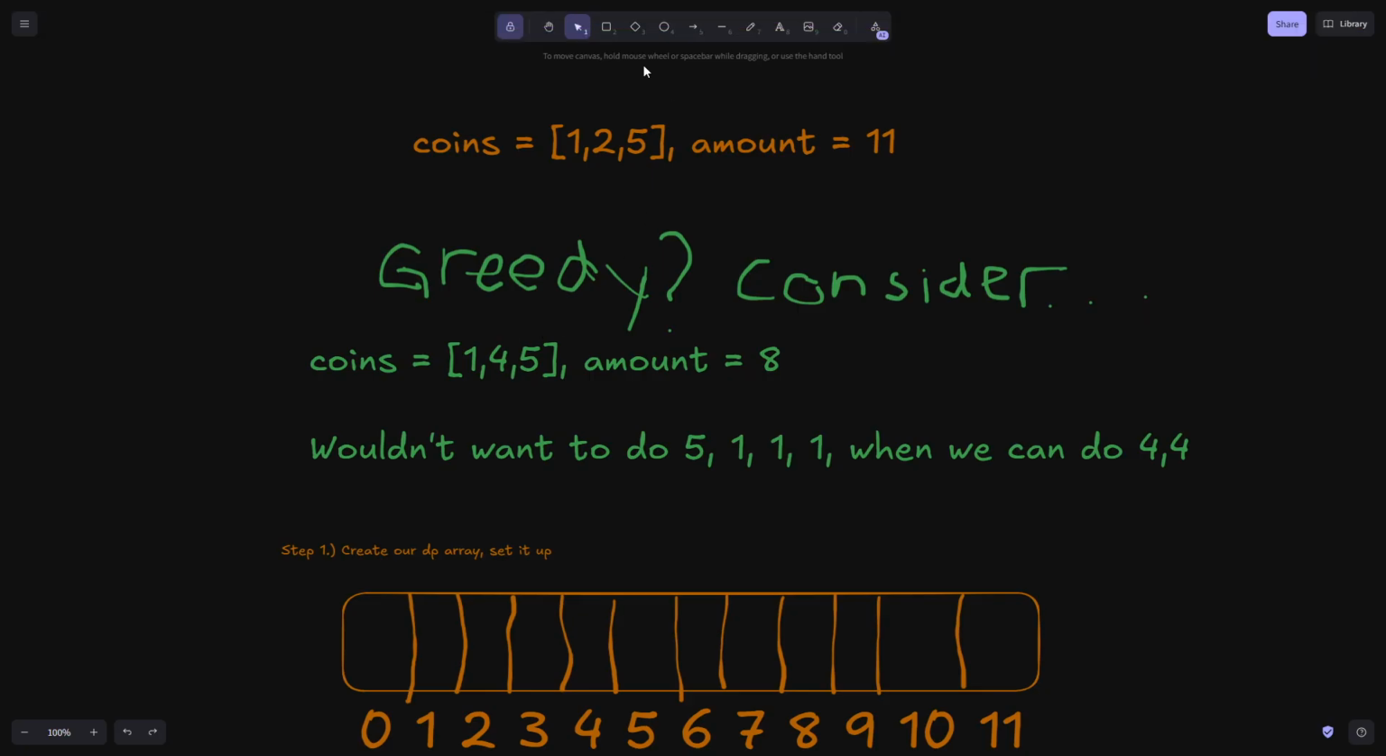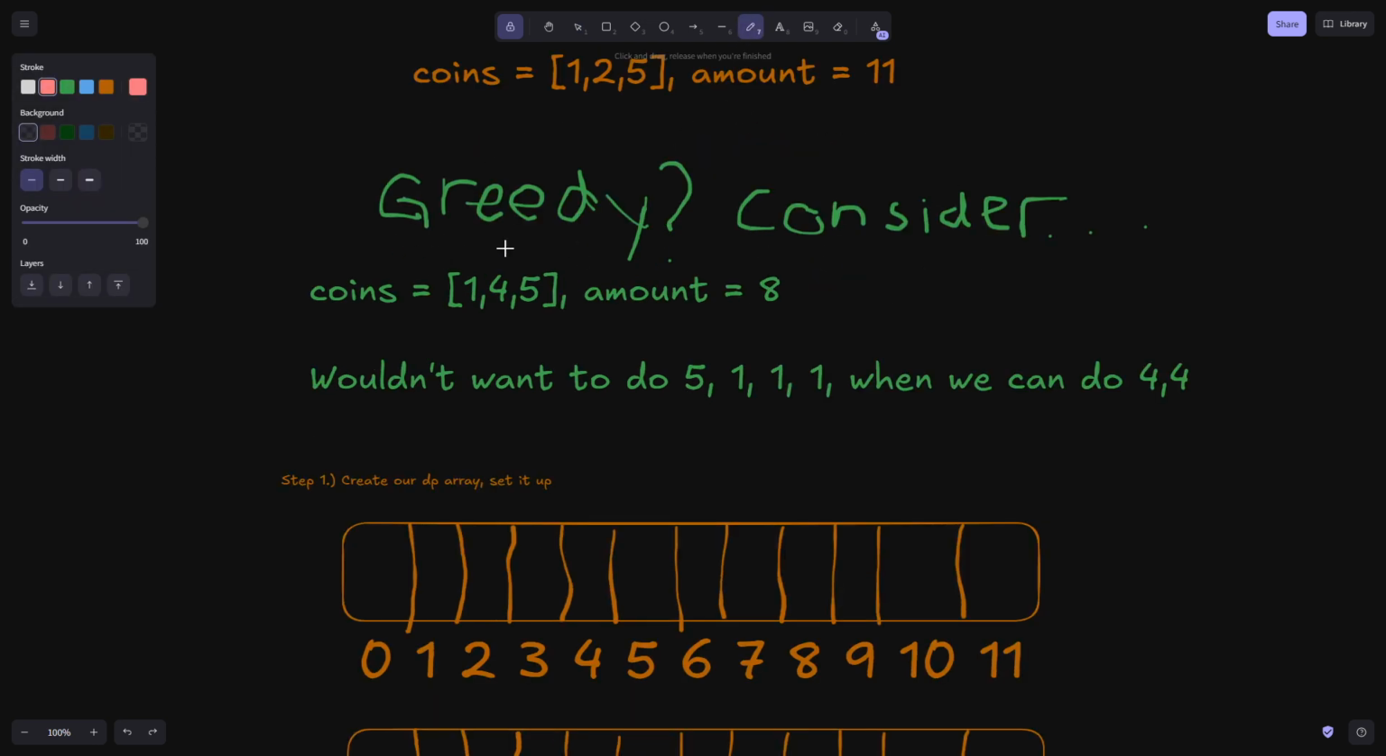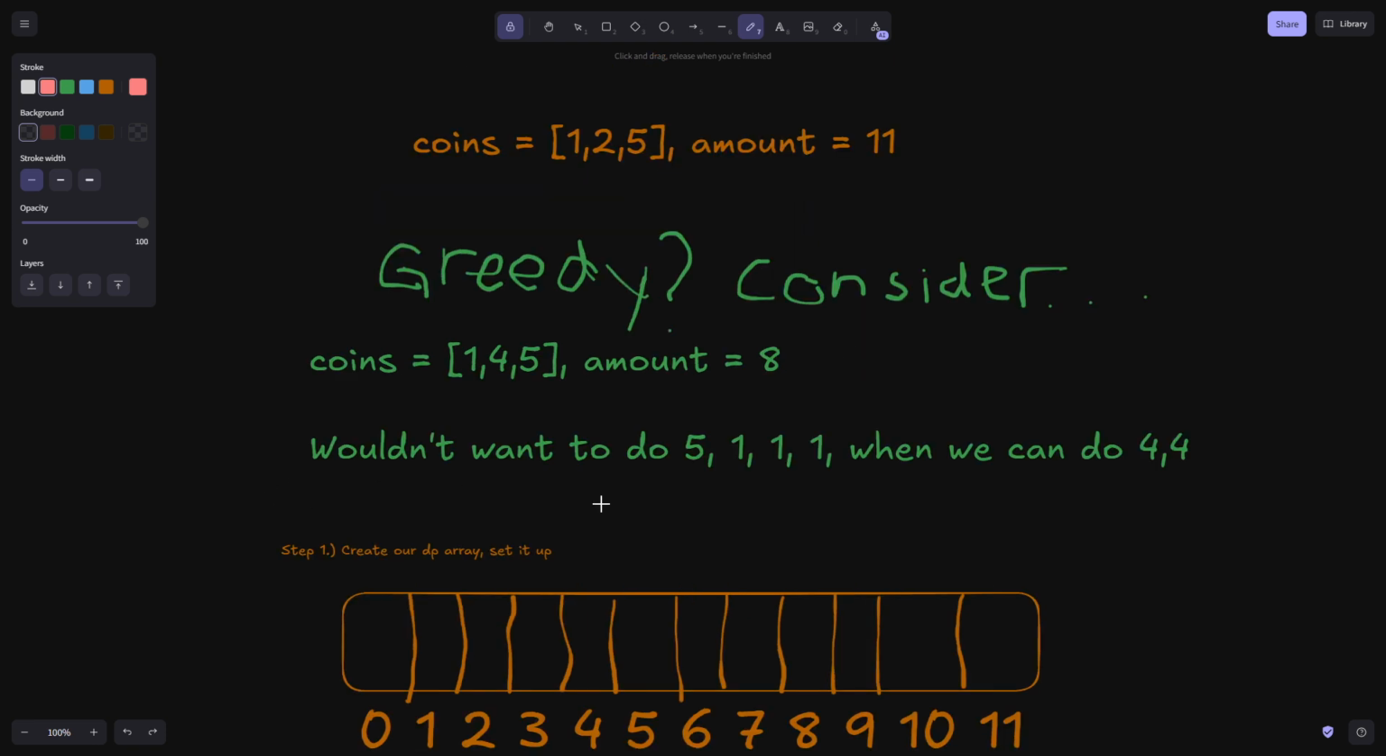Okay. So we're going to go through example 1, right? And first, let's consider also, could we use a greedy approach, right? Like use the largest number of coins to make up amount? And you can't. Okay, you can't use a greedy approach, and I'll give you this example here.